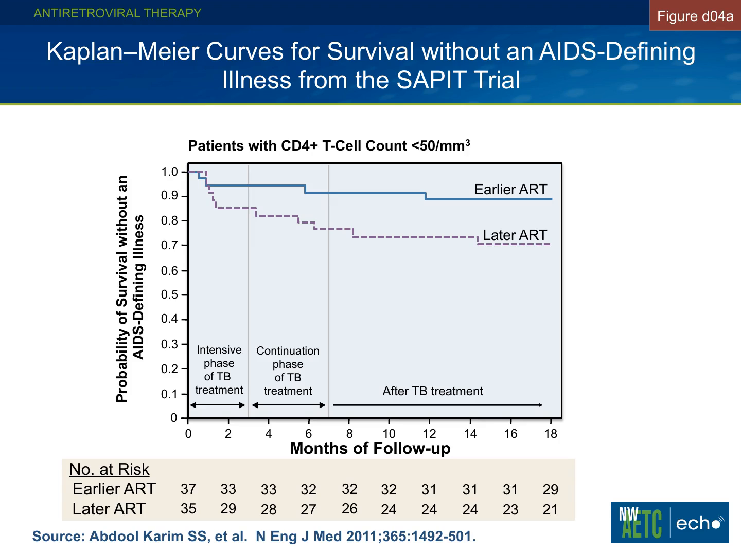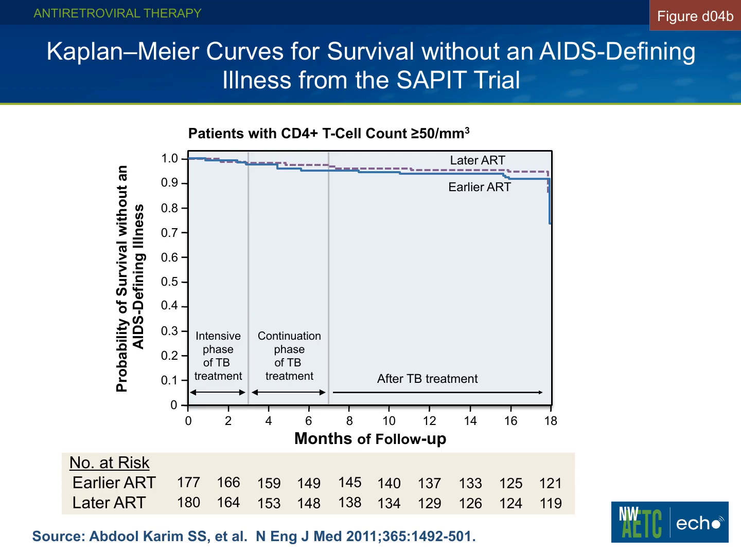And what they found actually depended upon the initial CD4 count of the patients involved. For those patients who had very low CD4 counts, less than 50, earlier therapy translated to a significant benefit in mortality as compared with later initiation of antiretroviral therapy. By contrast, for those patients who had higher CD4 counts, no significant difference was observed in terms of mortality.